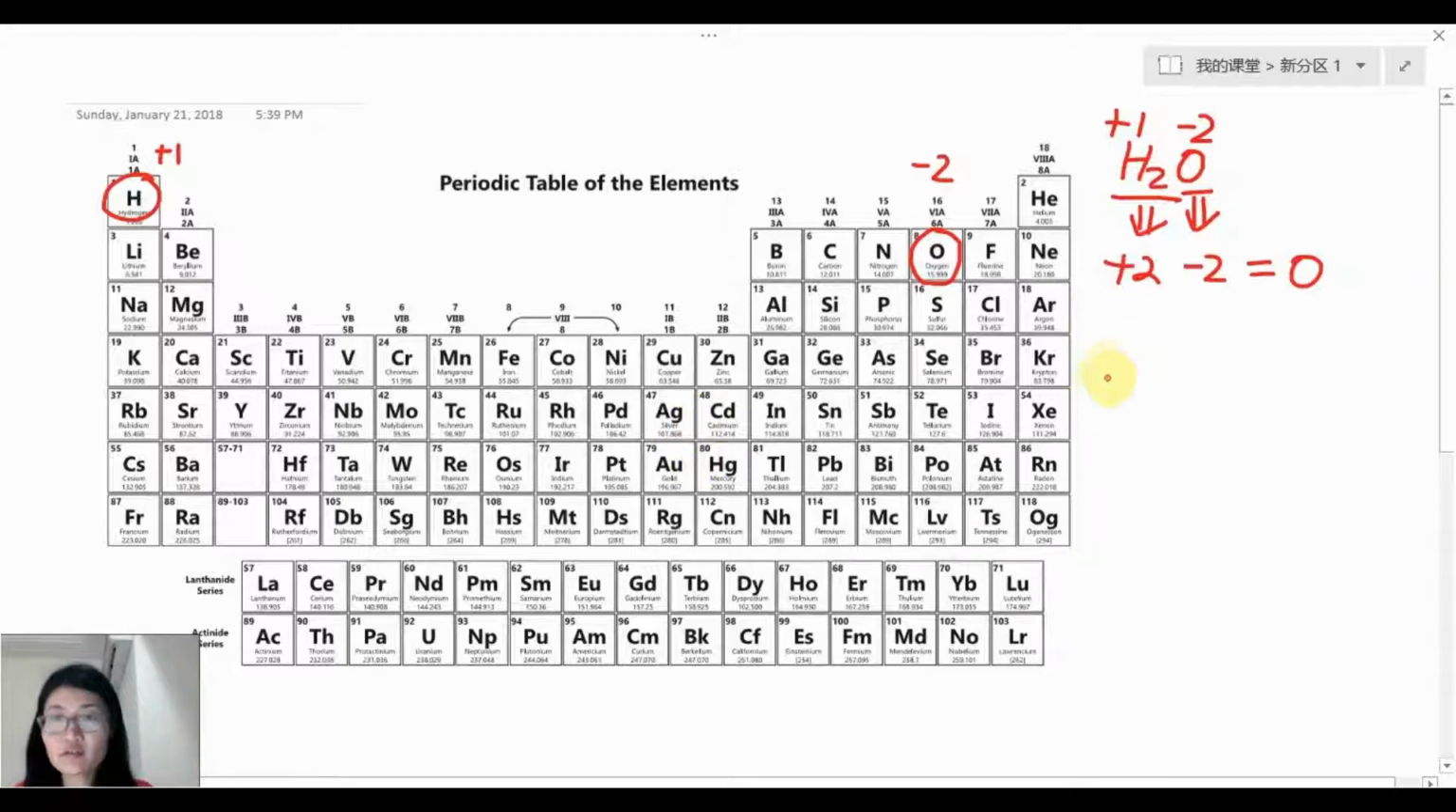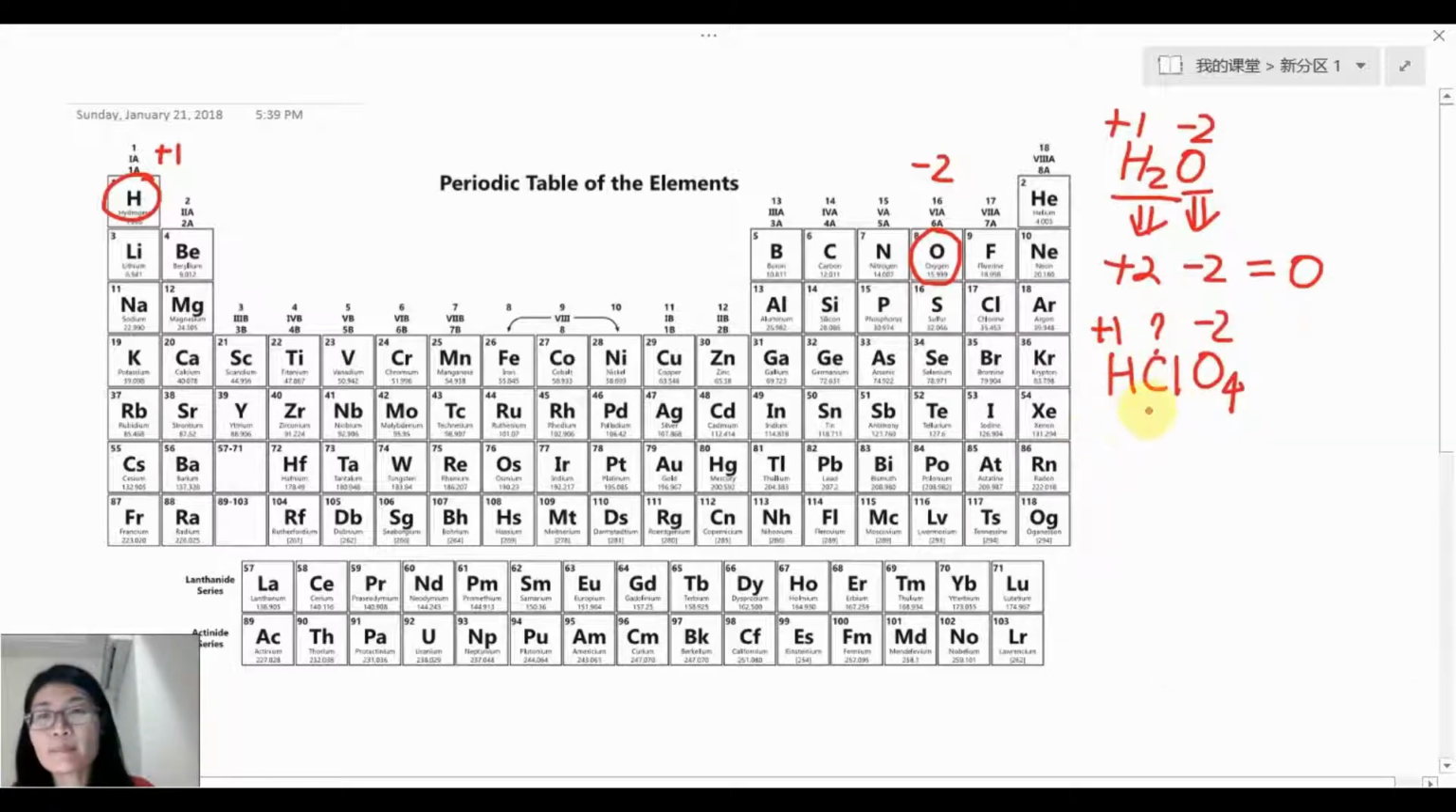And now let's take a look at one typical example of changing oxidation number. For example, in HClO4. Okay, in this case, hydrogen is still positive 1, and oxygen is still negative 2 for each. And this one, chlorine, is actually changing.